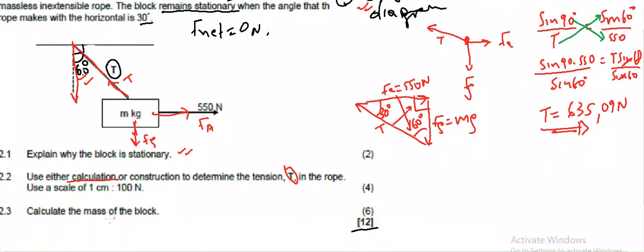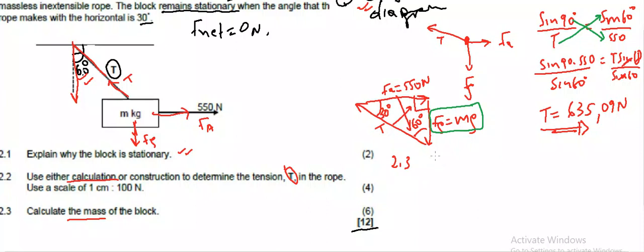The last question here says calculate M, the mass. Now if we can look here, we have Fg, which will give us a mass. Fg is equal to mg. So let's first know Fg. Then we calculate the mass from Fg. We use the sine rule to get Fg. So that is question 2.3. Let's first calculate Fg so that we will calculate the mass.